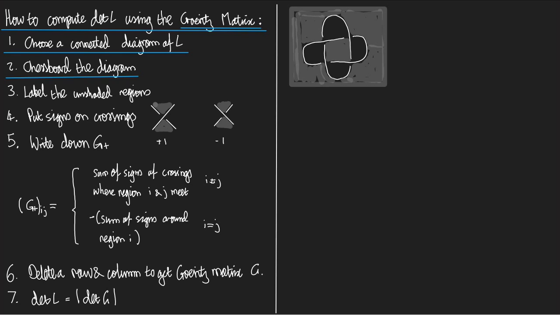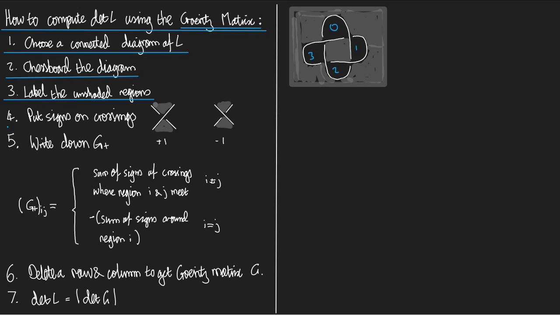Next, we label unshaded regions. We're going to label them 0 up to M, in this case, 0 up to 3. So let's do that now. 0, 1, 2, 3.